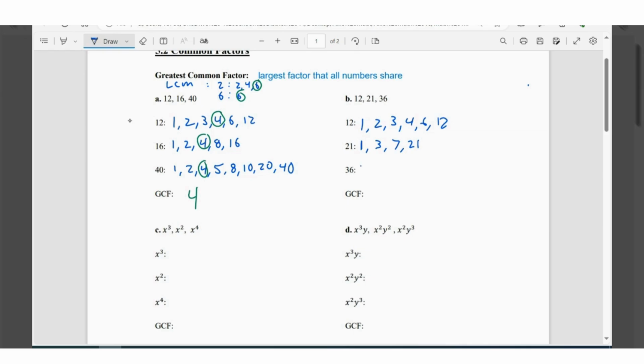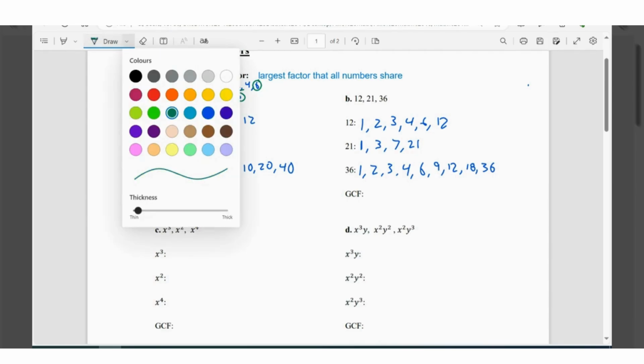And 36, we got a good number. We got 1, 2 goes in there, it's even. 3 goes in there. 4 goes in there. 5 doesn't go in. 6 goes in there, 6 times 6. And then 9, 4 times 9 is 36. 3 times 12 is 36. 2 times 18 is 36. And then 1 times 36 is 36.